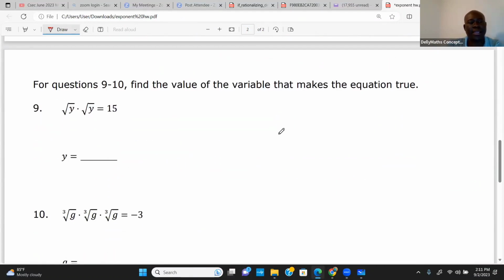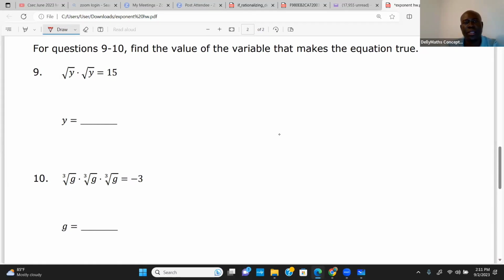Now let's take a quick look at number 9, number 10. What we want to do is to find the value of the variable that makes the equation true. Now we could represent these ideas a number of ways. Let's take a closer look. The square root of y times the square root of y is equal to 15.